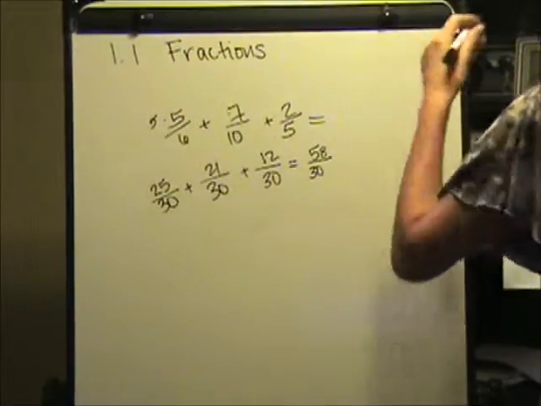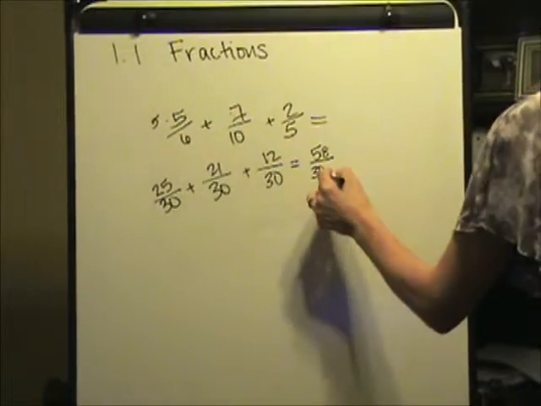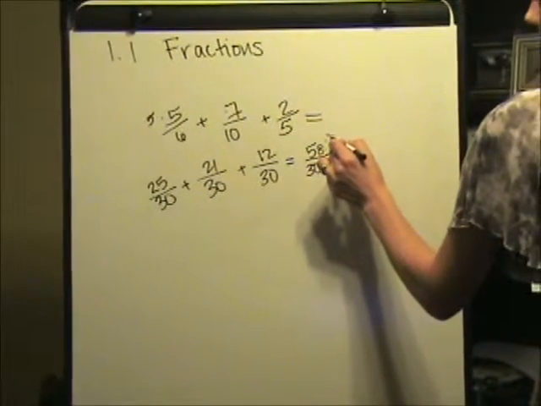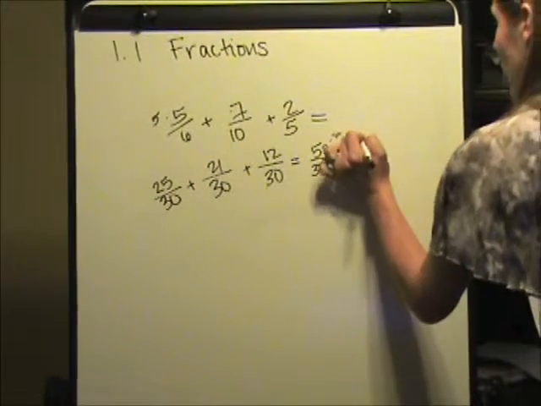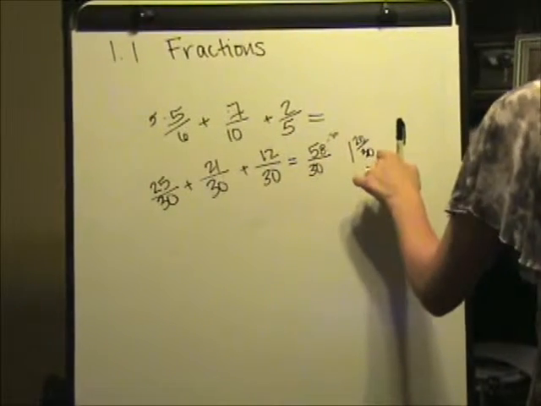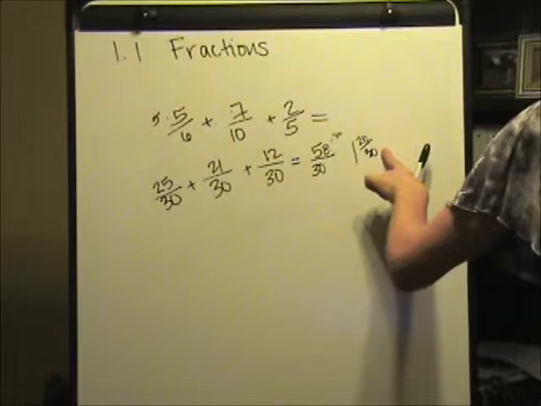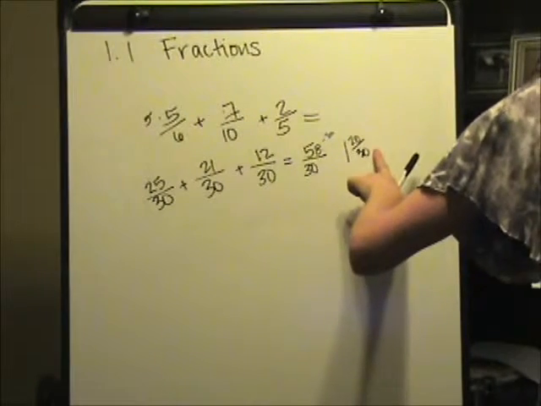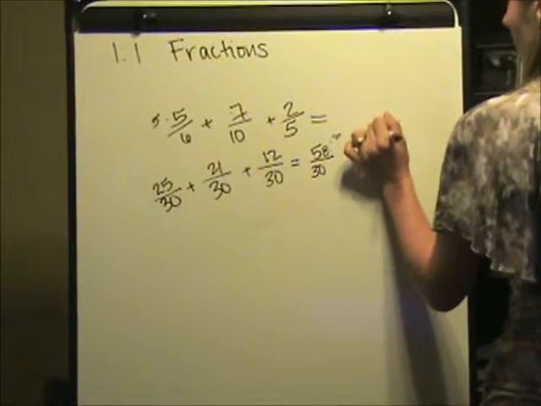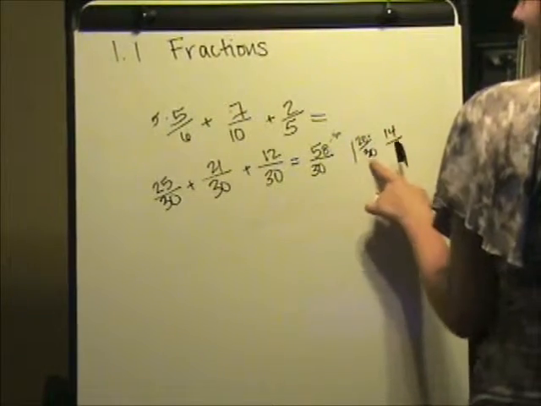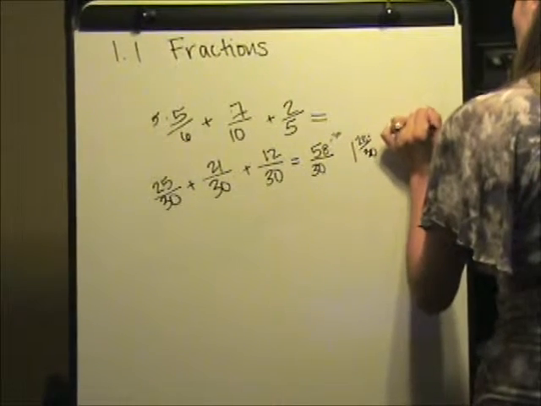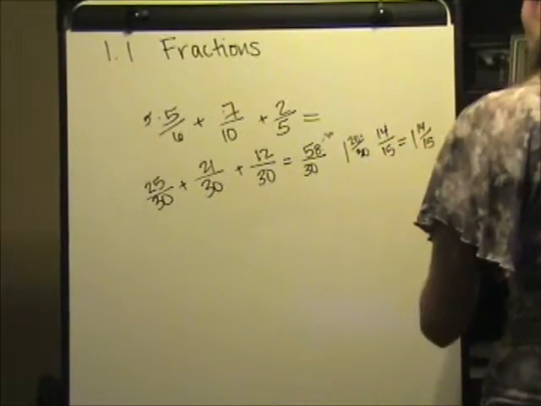If we want to convert that into a mixed number, we can see that 30 goes into 58 one time, and then we will take 58 minus 30. We've got 28 left over. So we have 1 and 28 thirtieths, but we can also reduce this down further and see that 2 goes into each of these, so 28 divided by 2 is 14, and 30 divided by 2 is 15, so our final answer is 1 and 14/15.